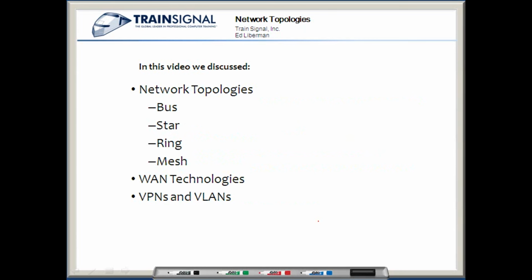All right, well, that's pretty much what I have for you right now on network topologies. So we talked about the bus, the star, the ring, and the mesh topologies. We took a look at taking multiple topologies, putting them together, and making them hybrid topologies. We took a look at some of our WAN technologies, and we saw a high-level overview of some of the ones that are available to you. And then we saw how to logically change our network topology through the use of VPNs and VLANs.